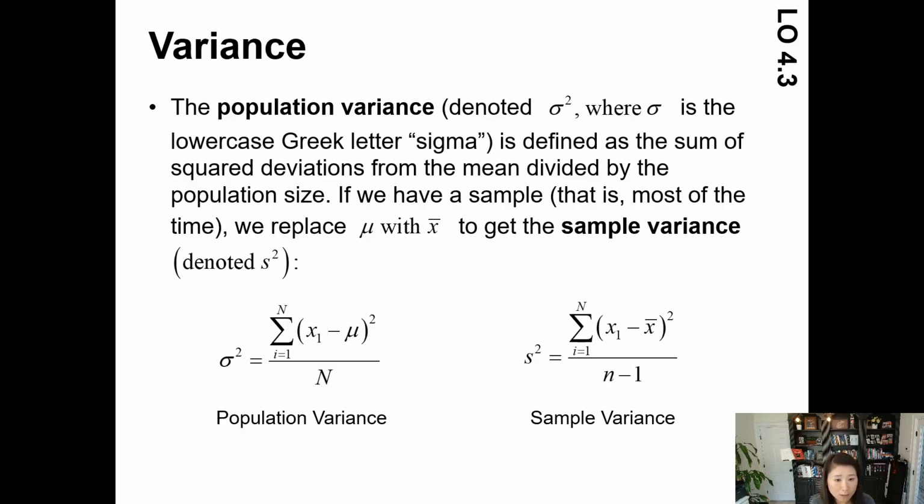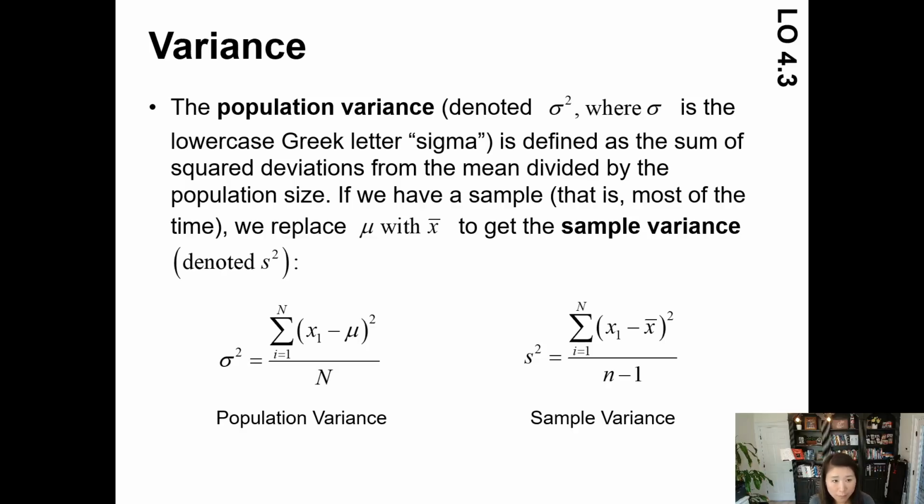Okay, first, the population variance. We are using a Greek letter. Remember, every time we're thinking about the population, we use a Greek letter. The Greek letter here is sigma, and sigma squared represents the variance. Keep in mind, sigma squared. Don't forget this little 2 here. If you forget it, that becomes a different statistic. Sigma squared is the variance, defined as the sum of the squared deviations from the mean divided by the population size.